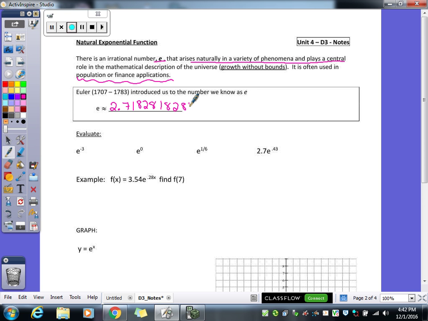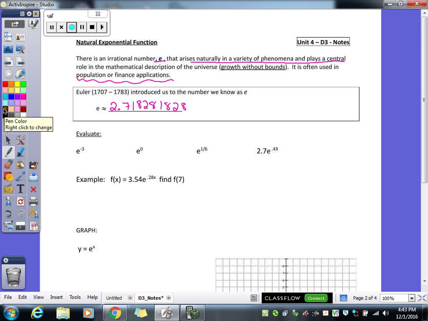So as I said, we have some mathematicians out there who sat there and they kept looking around at the various things within the universe and they kept finding this number coming up. So what they decided to do is they named it with the letter e. So we see e a lot throughout our universe.